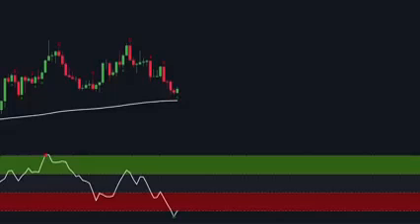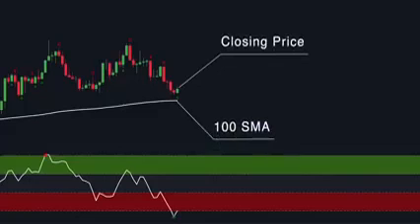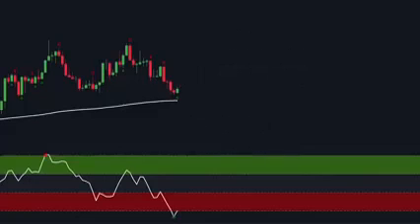So the rules for a long trade would be as follows. First, the market must be in an uptrend. Second, the price must retrace to the SMA. During such a retracement, the candle bar must not close below the line. Third, the money flow index must become oversold. This is confirmed by a green circle that appears on the indicator.